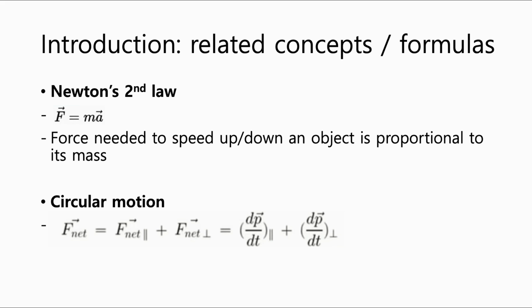And circular motion is a formula used to predict the motion of an object that is going in a circular orbit. You can see that the F net, the net force, is divided into parallel force and perpendicular force.